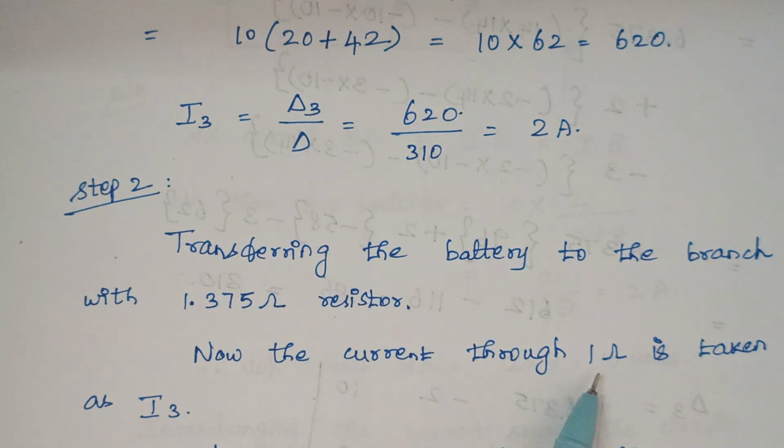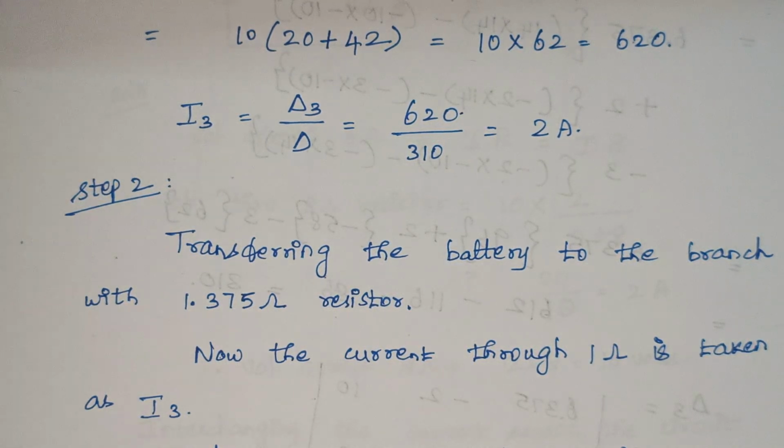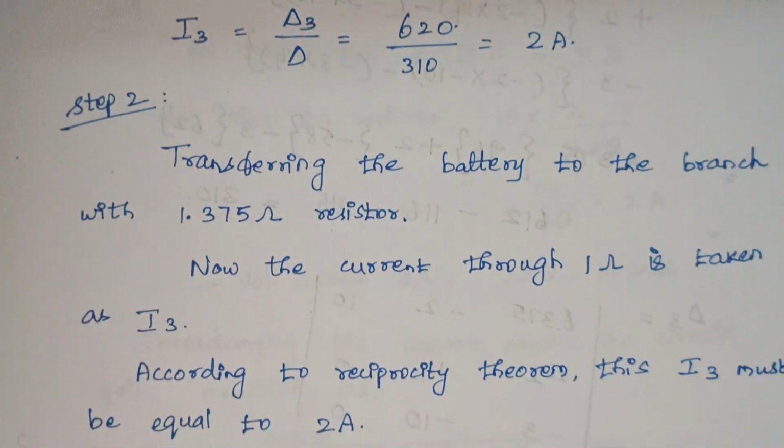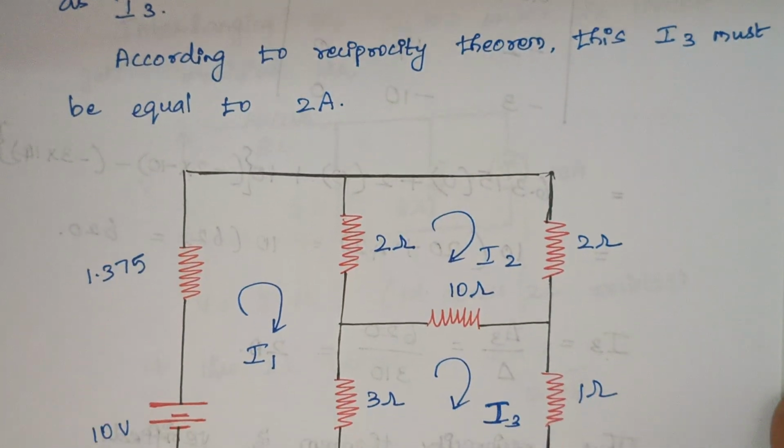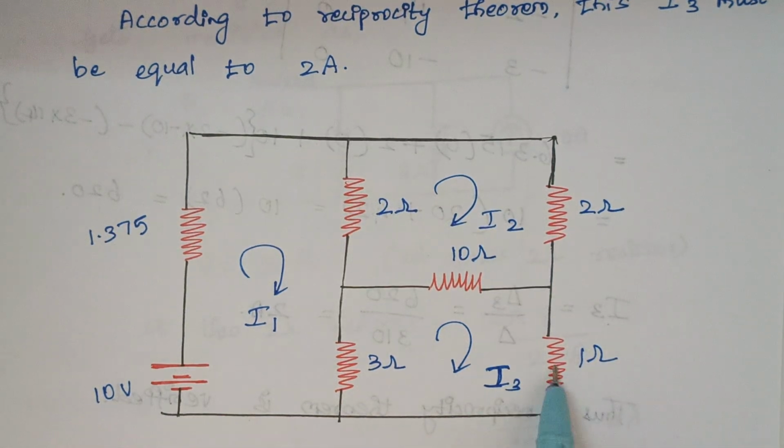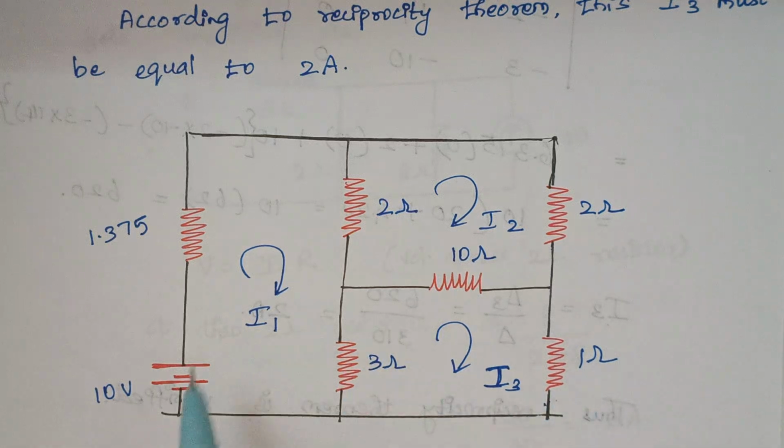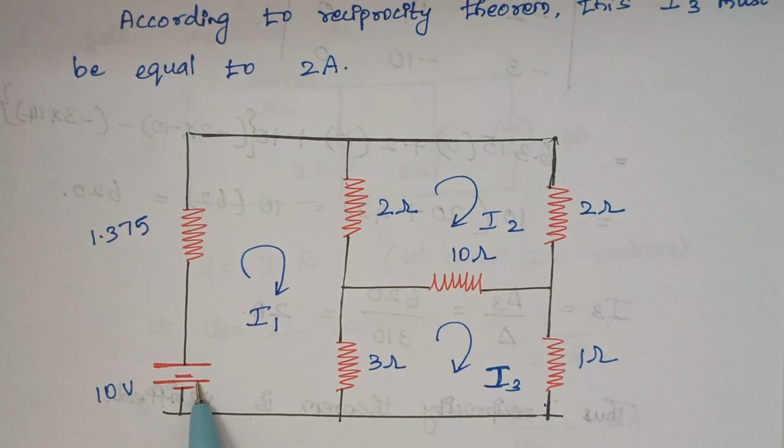Now the current through 1 ohm resistor is taken as I3. So here the thing is we are just reversing the entire circuit. We are transforming the voltage source as well as we are changing the current that flows through different loops. So here you see, initially our voltage source lies in this place. Now I have transformed this voltage source over here, right?